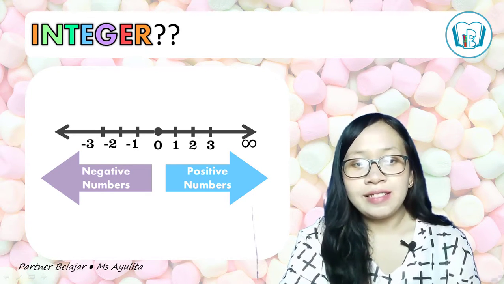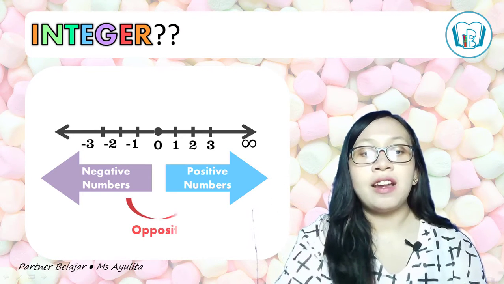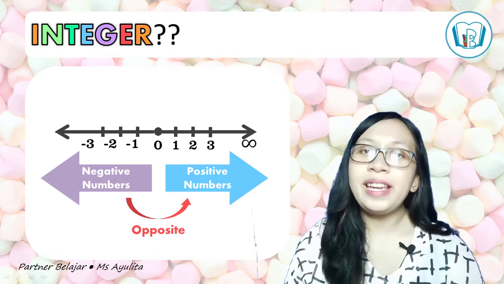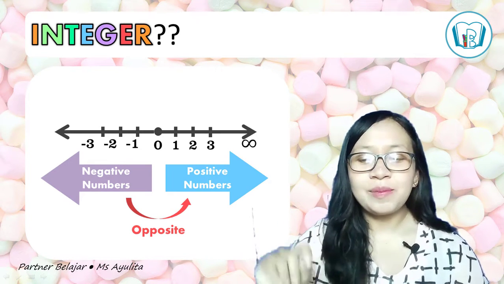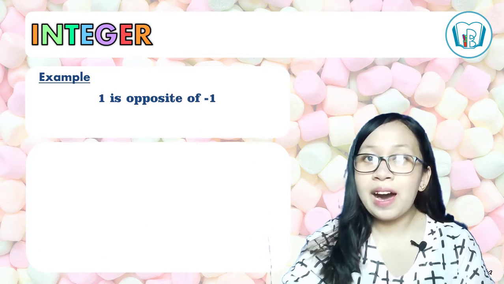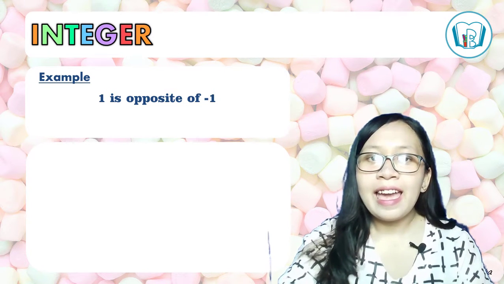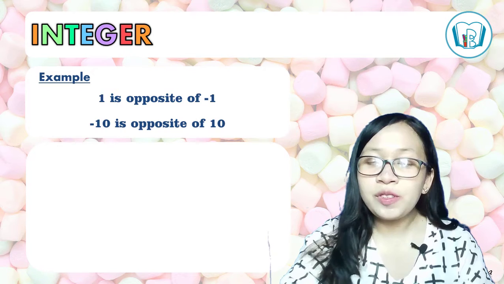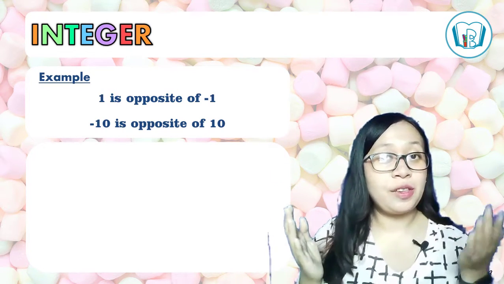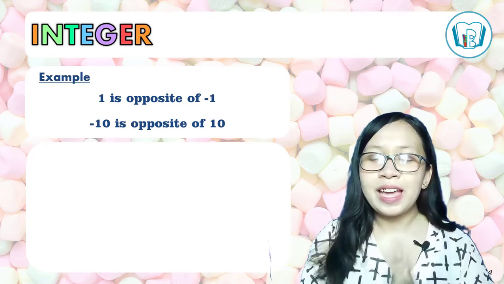Okay, and if you can see here, negative number and positive number are opposite each other. Okay, so to make it easier, let's see some examples. So 1 is the opposite of negative 1, and negative 10 is the opposite of 10. It means positive is the opposite of negative, and negative is the opposite of positive.